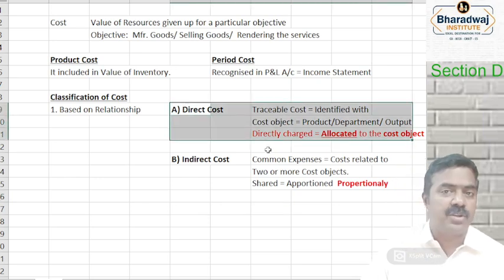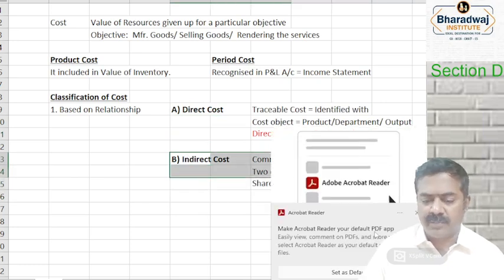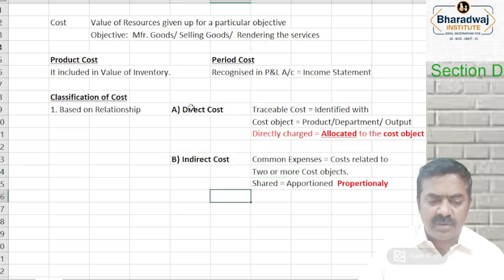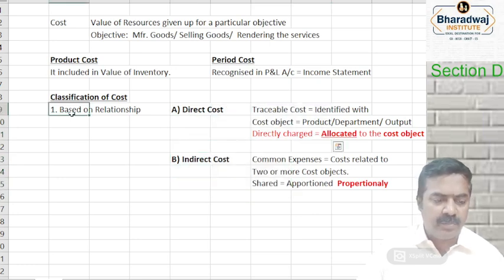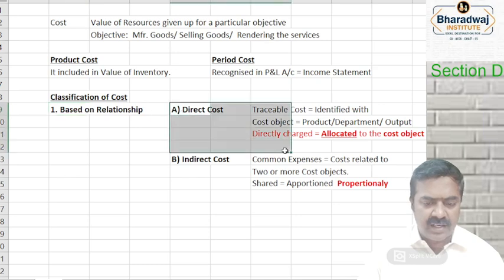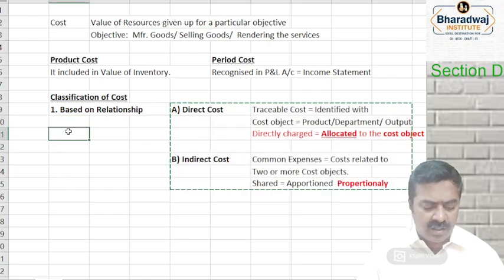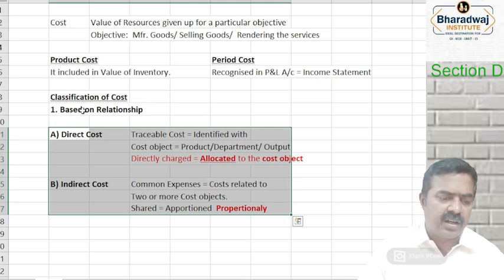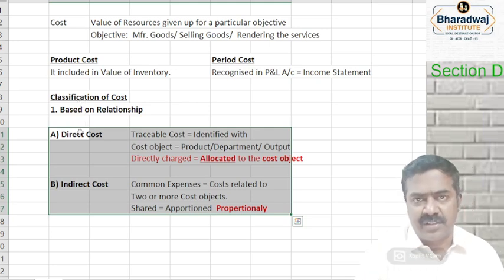So direct cost, no problem. You can directly charge it to the concerned department. Indirect cost will be shared or apportioned. Please remember, the customer will be charged both for direct expenses as well as what? Indirect expenses. So this is based on relationship: are they directly related, or are they indirect or common to two or more departments? We classify the cost under two categories: direct cost and which one? Indirect cost.